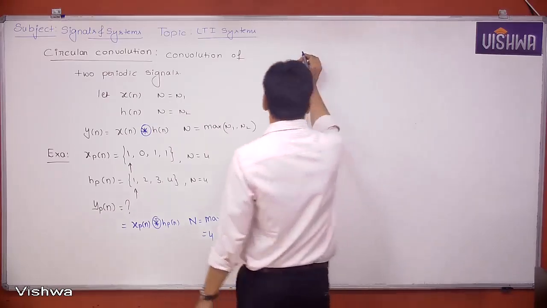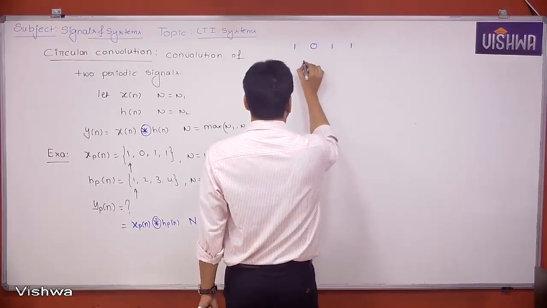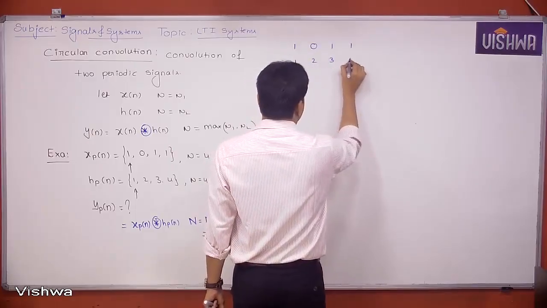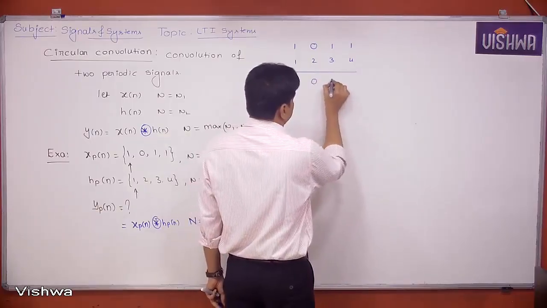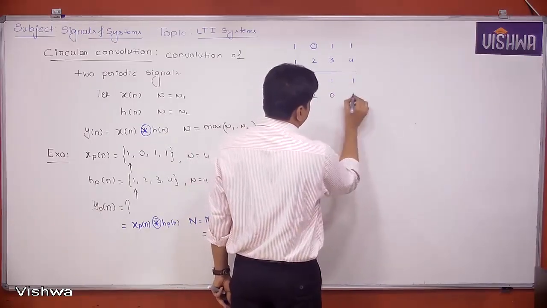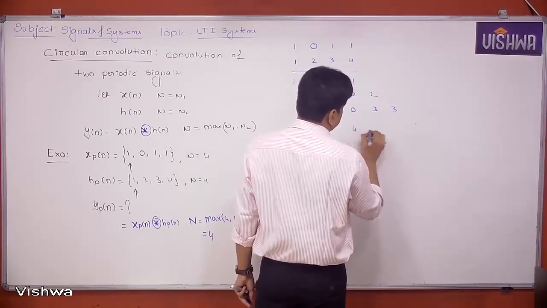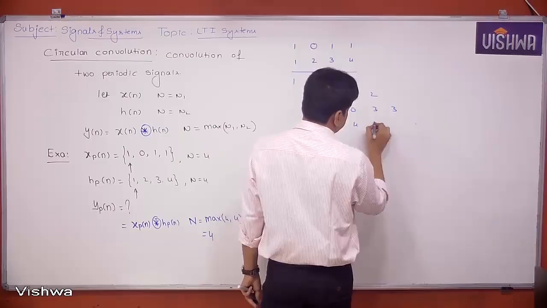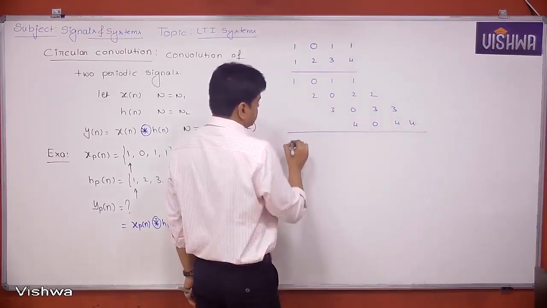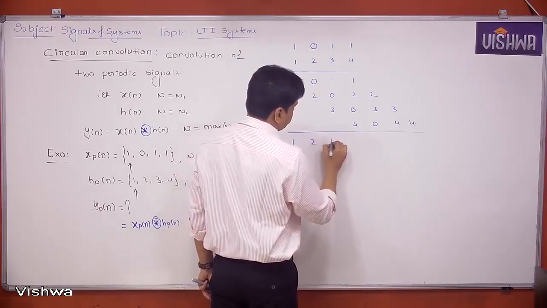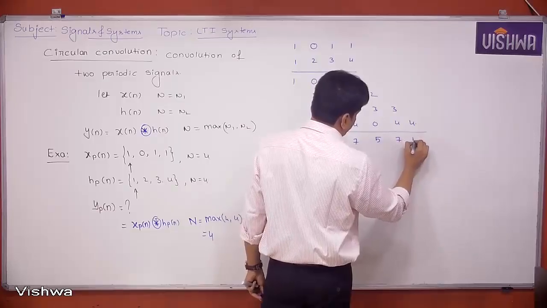What is that? We will write 1 0 1 1, and 1 2 3 4. If I do the convolution, 1, 0, 1, 1, 2, 0, 2, 2, 3, 0, 3, 3, 4, 0, 4, 4. That means 1, 2, 4, 7, 5, 7, 4.